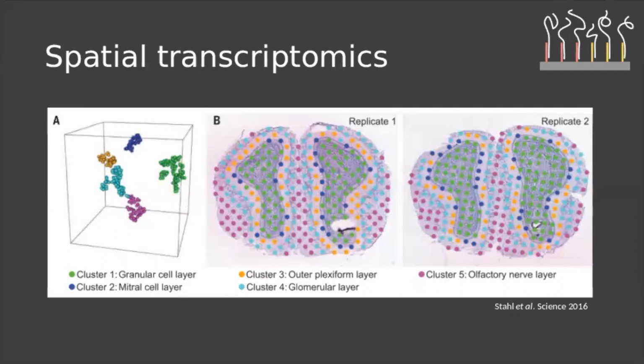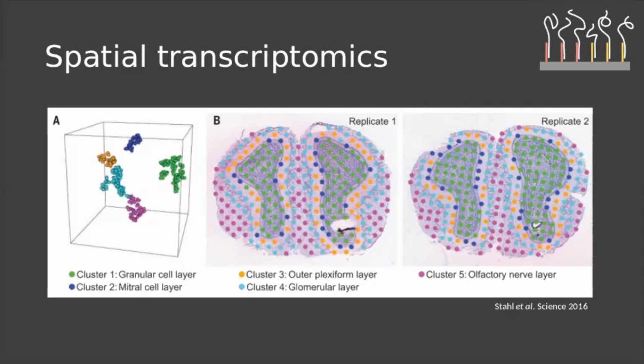Yeah, this is an example of their data. So now you see on the right two tissue sections of the olfactory bulb in the brain. Every colored dot is one of the spots, and they clustered the expression profiles of these spots, and they can basically find different regions in this brain area. And it quite well matches the morphology of the tissue.